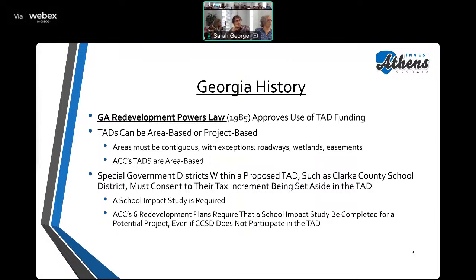I think you did some research on this, right? Yes. So, yes, if we change the boundaries, period, all the existing TAD increment that we've saved and set aside can either continue to be applied to that TAD, or it can just go back to the general fund.